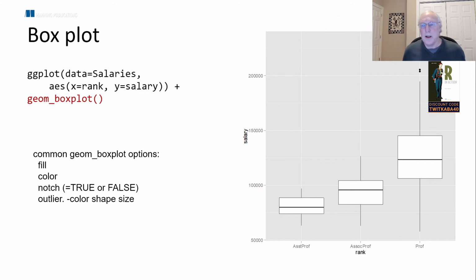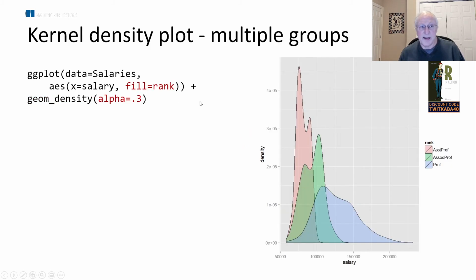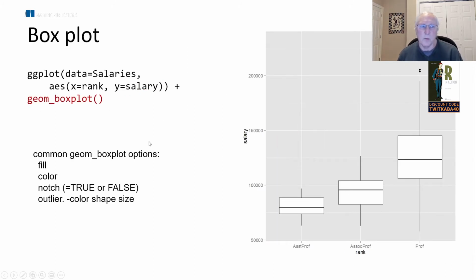Probably more well known than a density chart is a box plot. Box plots are a way of describing the distribution of a quantitative variable. And we just change it to geom box plot here. Now here we do have to specify the y value. We didn't have to on the density. But from this point on, we're going to be specifying the y value. We want the rank to be mapped to the x-axis. We want salary to be mapped to the y-axis. And we want box plots.